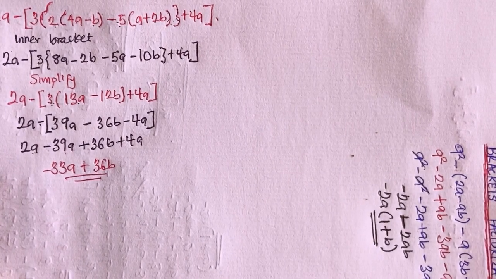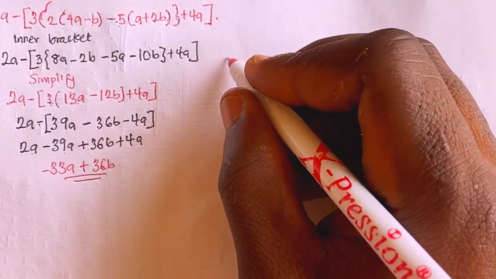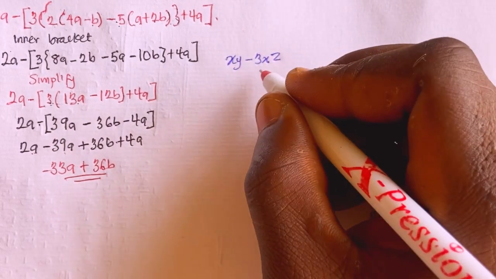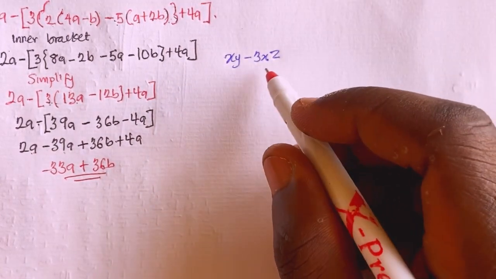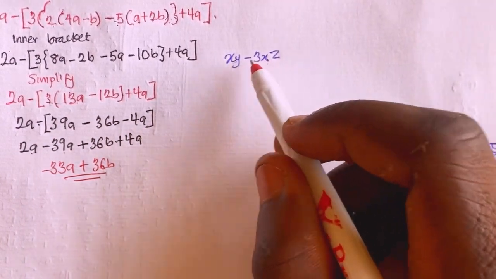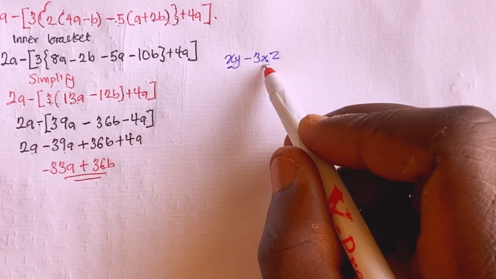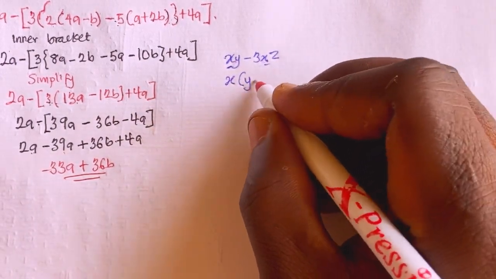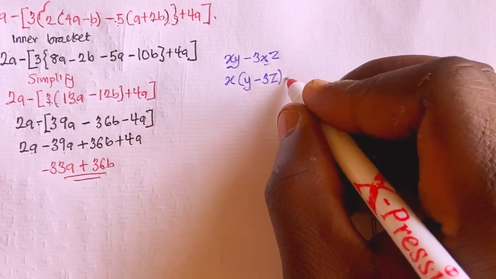Suppose you are asked to factorize xy minus 3xz. This is very simple. What you just have to look for is the common factor here. The common factor between these two terms is x, right? You factorize your x, bring it out, and you're going to have x in the bracket, y minus 3z. You simply factorize this.